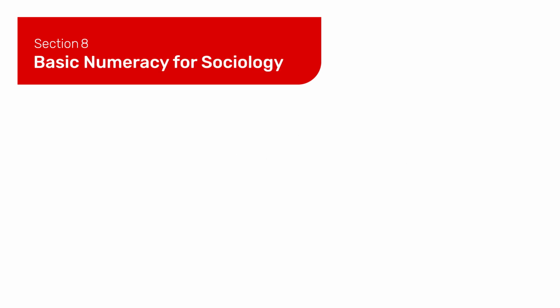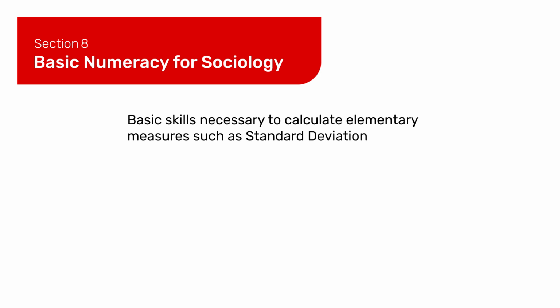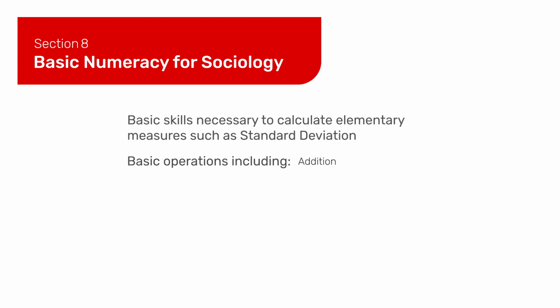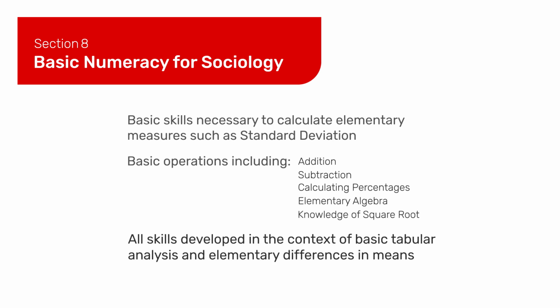Section 8, Basic Numeracy for Sociology, focuses on basic skills necessary to calculate elementary measures such as standard deviation, elementary operations including addition, subtraction, calculating percentages, elementary algebra, and knowledge of square root, all skills developed in the context of basic tabular analysis and elementary differences in means.